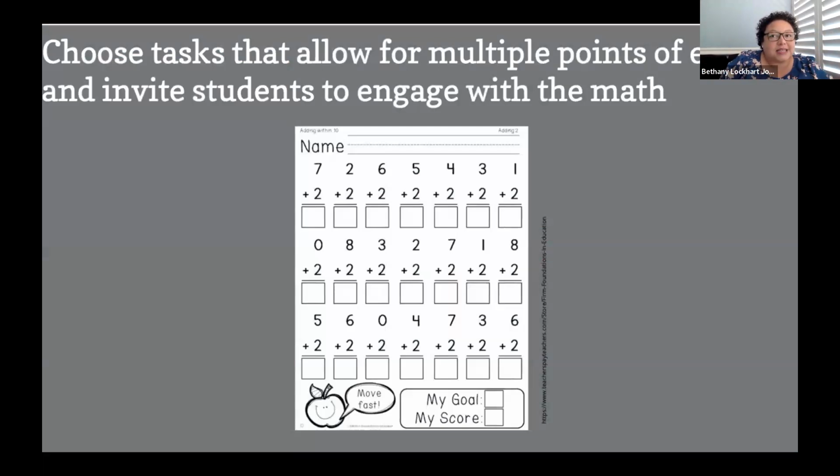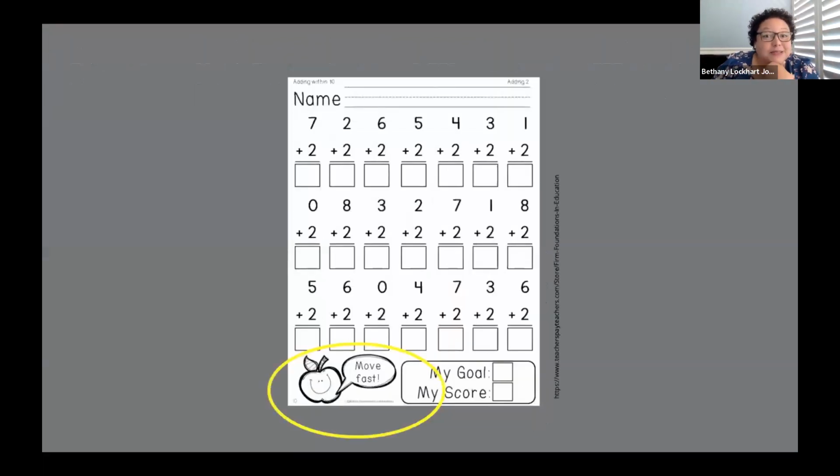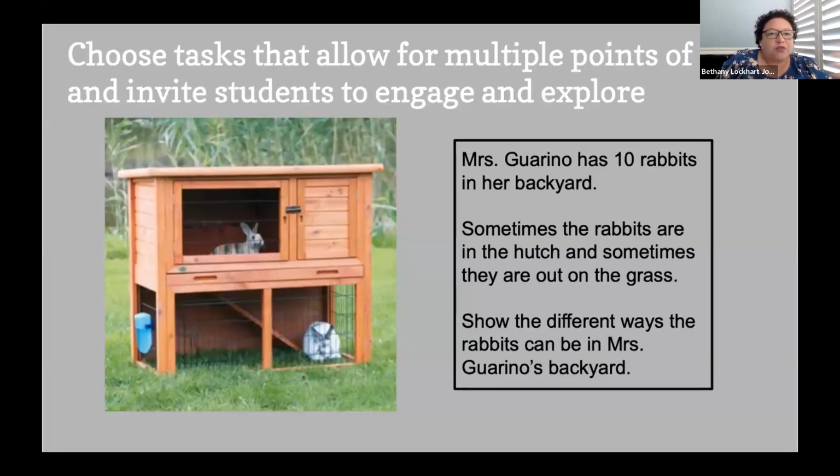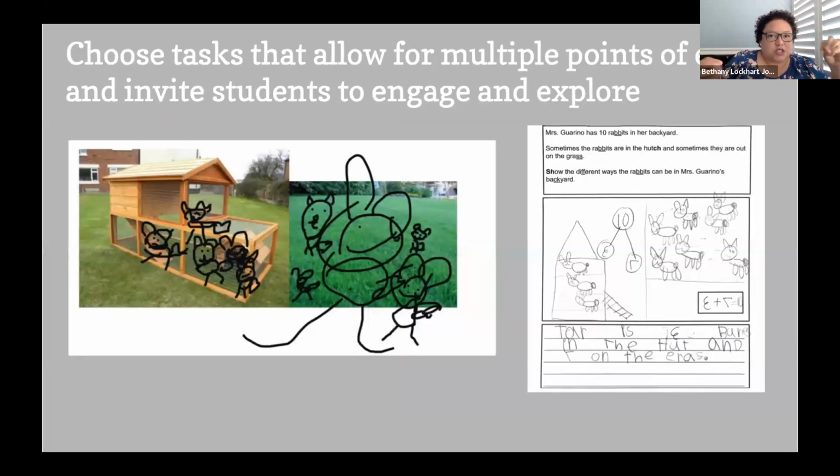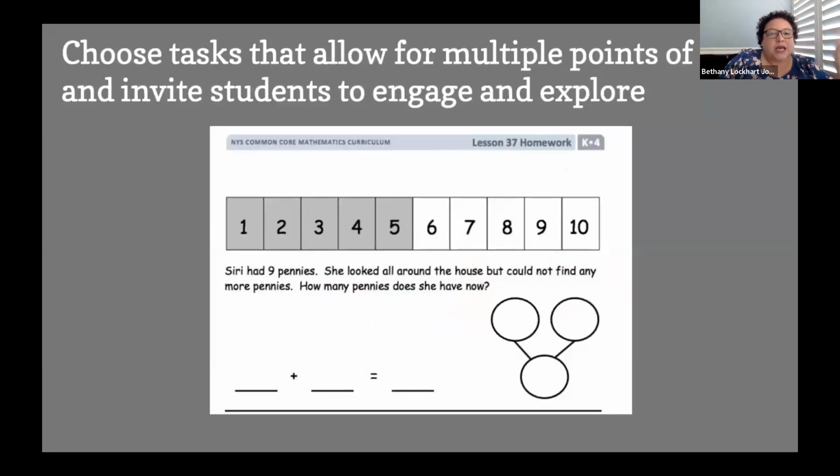When you allow for tasks that allow multiple points of entry and aren't just focused on something like a time test where the goal is to move fast, you're allowing for multiple ways for those students to engage. So I share a problem where a student who wrote a lot, used a number bond, wrote an equation, was able to participate the same as a student that drew the rabbits, right, in this particular problem. There's multiple ways for these students to engage and explore.